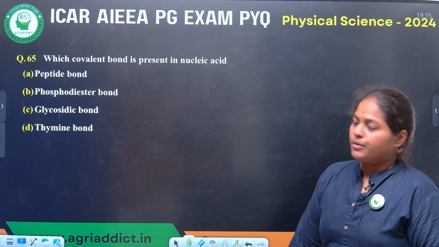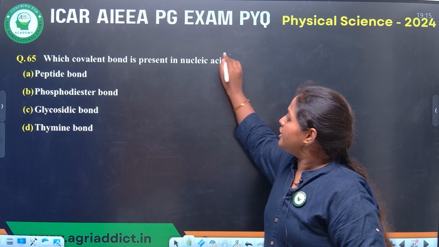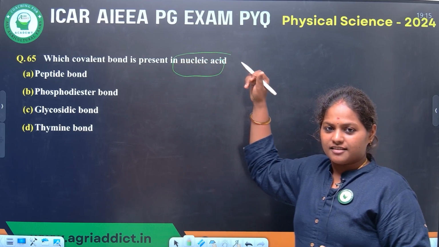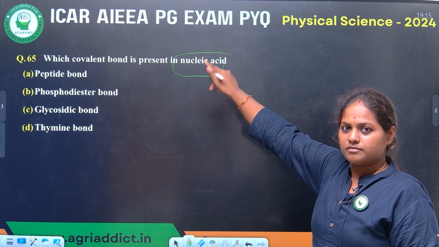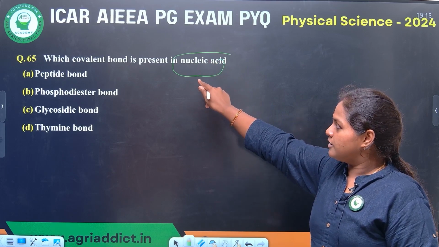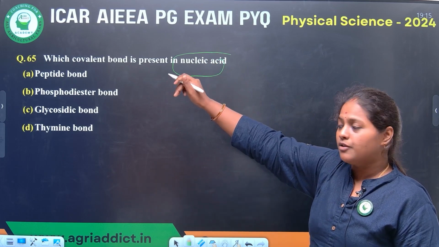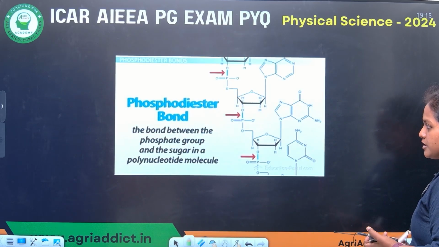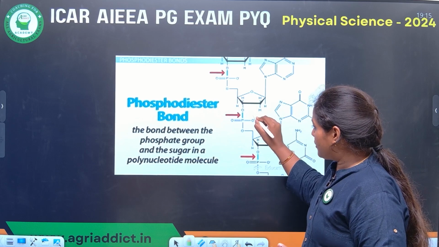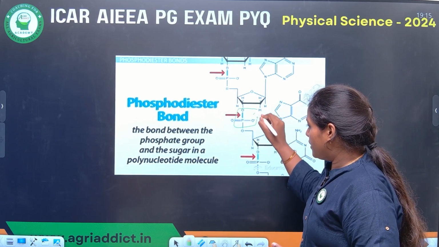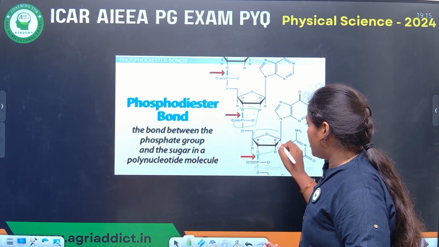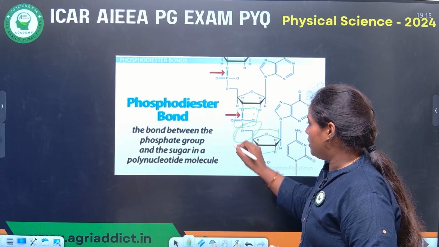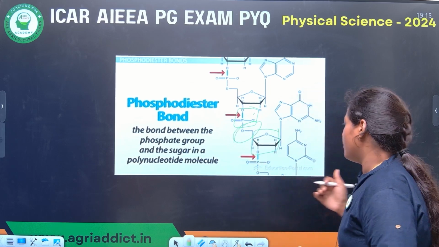Question number 65. Which covalent bond is present in nucleic acid? This is a simple question from biochemistry. Nucleic acid contains which covalent bond? It is phosphodiester bond. Option B. What is phosphodiester bond? The bond which is present between the phosphate group and sugar of polynucleotide molecule. This is called phosphodiester bond.